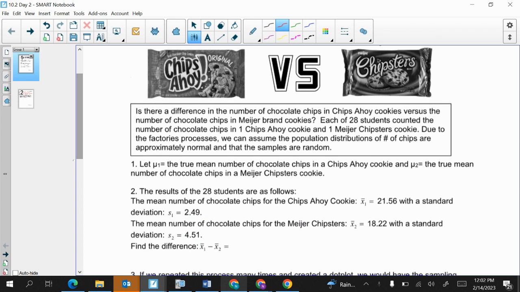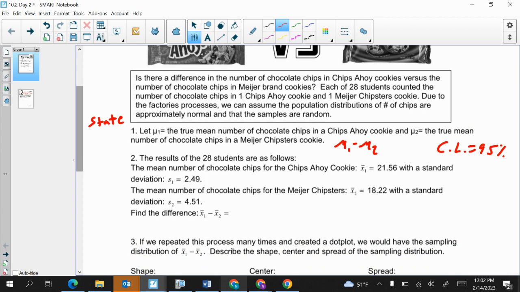So we are given some information here. We're going to let mu1 equal the true mean number of chips in Chips Ahoy cookies, and mu2 be the number in Meyer cookies. So this is kind of going to our state phase right here. A couple other things we need in our state is what we're actually going to find is mu1 minus mu2. We're going to do a confidence level, let's say 95%.